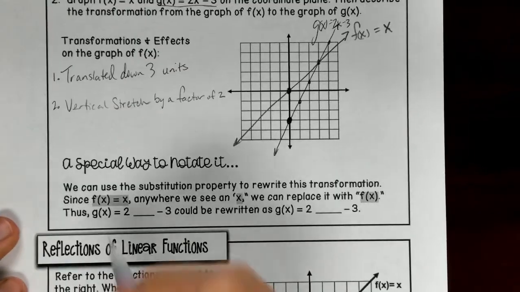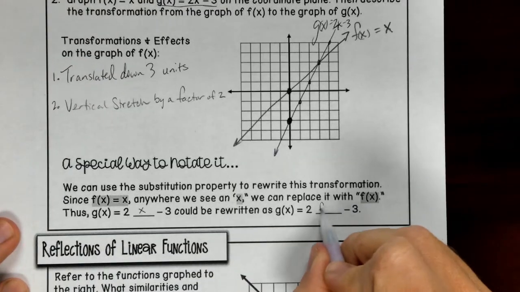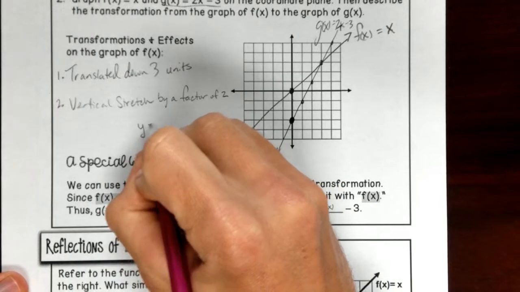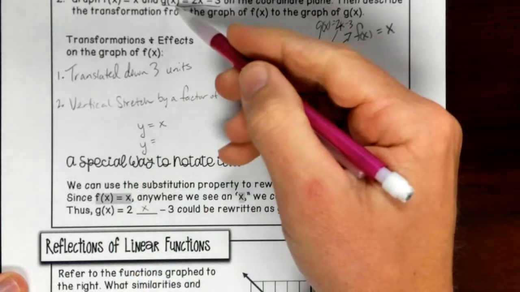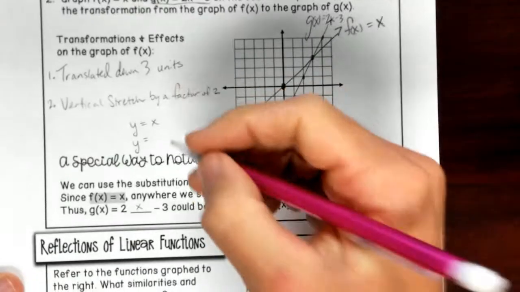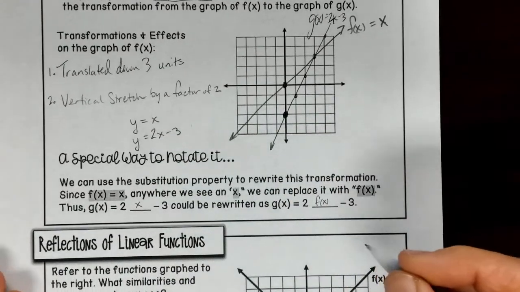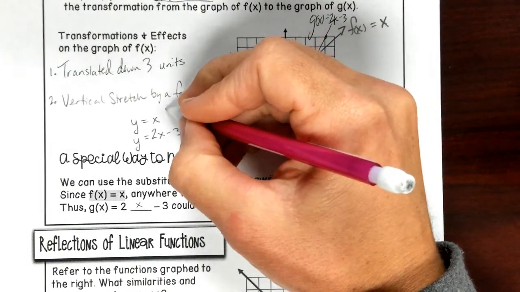So again, we could say that g of x equals 2x minus 3, or it could be 2f of x minus 3. So looking at my 2 functions, guys, we had y equals x, and we had y equals 2x minus 3, because again, g of x is just a fancy way of me saying y, so don't freak out. Well, I can look at my 2 functions and see there's 2 changes. The first change is right here.